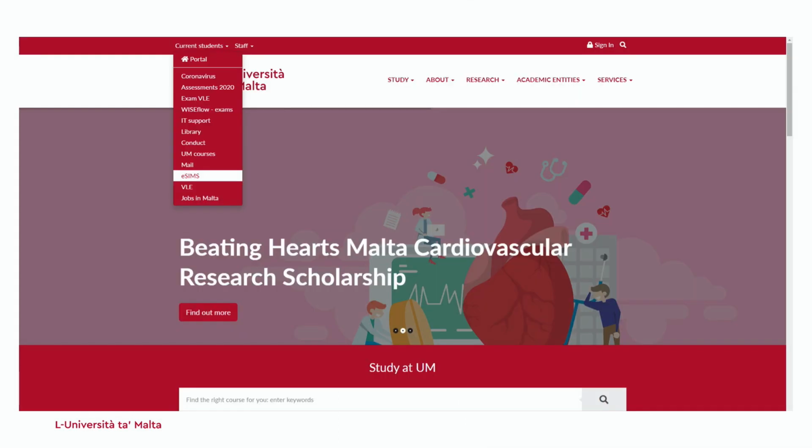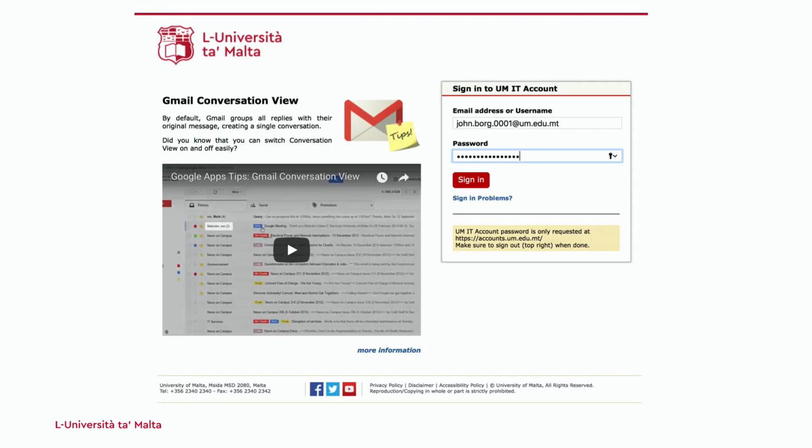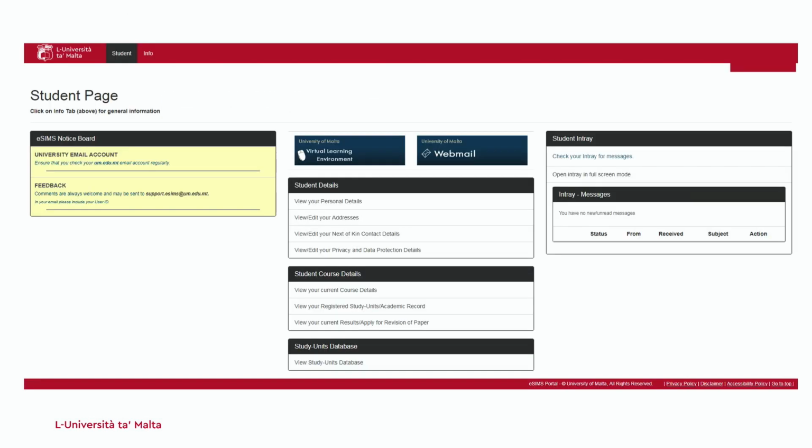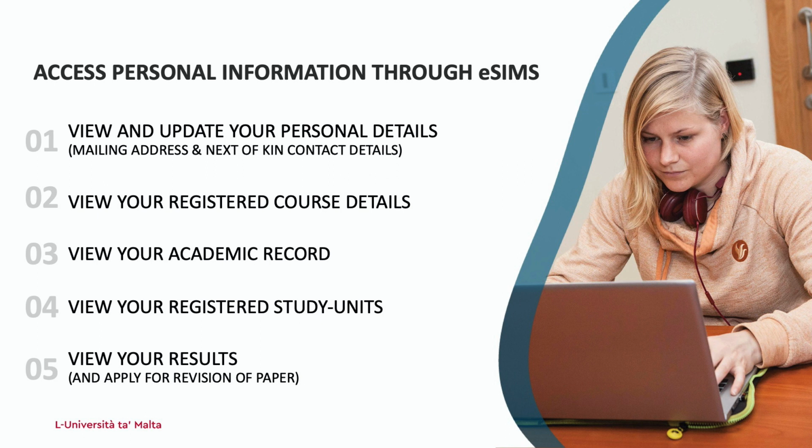To access eSIMs, you would need to go to the university webpage, and on the current students portal, you click on eSIMs towards the bottom of the list. You will need to enter your email address or your username, as well as your password, in order to access eSIMs. This is the student page, where you will be able to see your personal details, your address, your details about your course, as well as the study units on which you are registered, and eventually you will be able to see also your results.